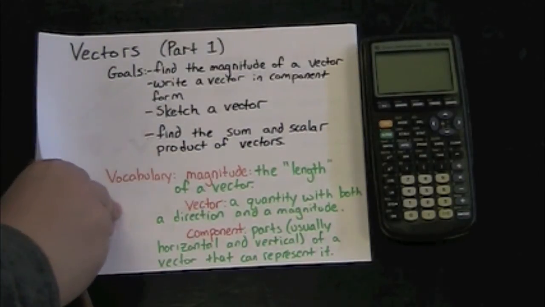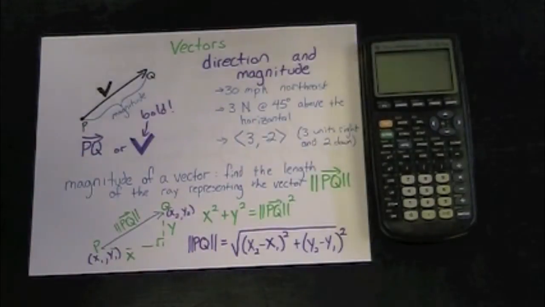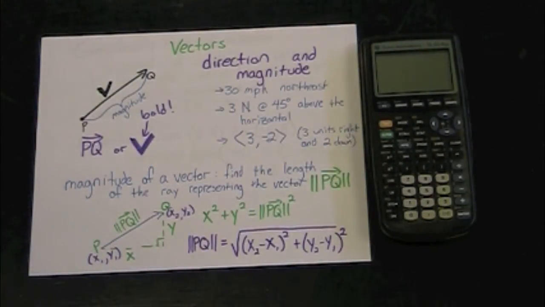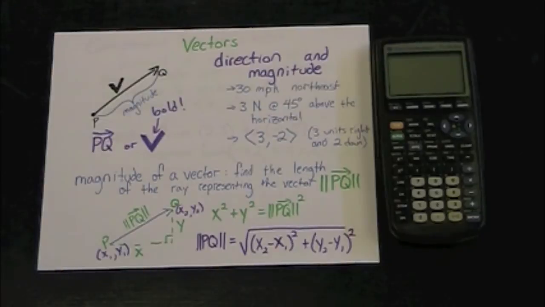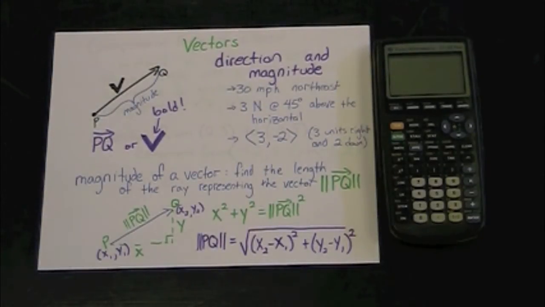To see this a little bit more clearly, let's take a look at what a vector might look like. So remember that vectors have direction and magnitude. Examples of vectors that we might use on a regular basis could be for velocity, when we might say something like 30 miles an hour northwest or northeast. We might say 3 newtons at 45 degrees above the horizontal as a force vector, or we might describe a vector as 3 units right and 2 units down as far as a movement.